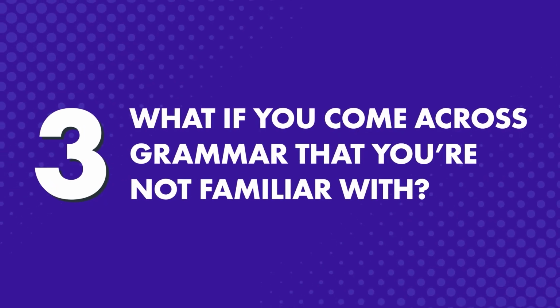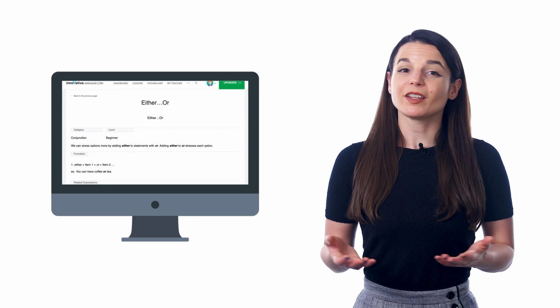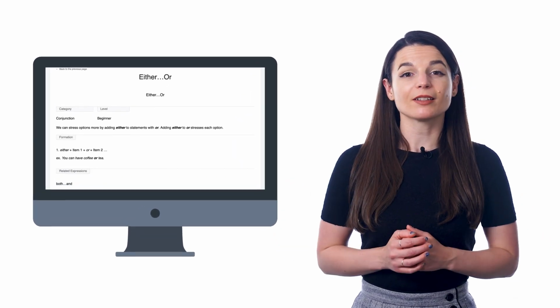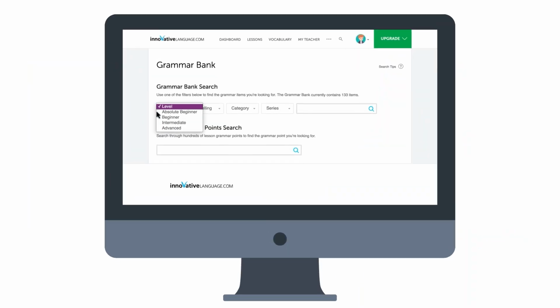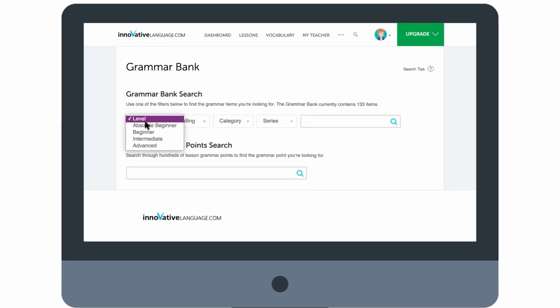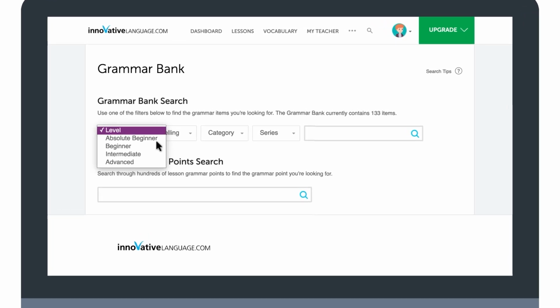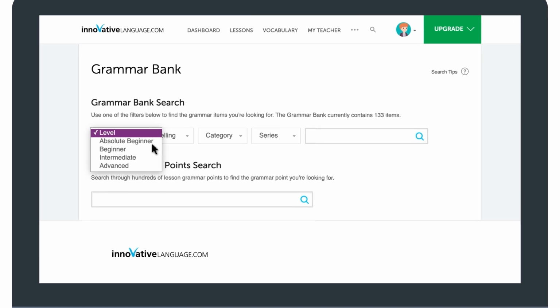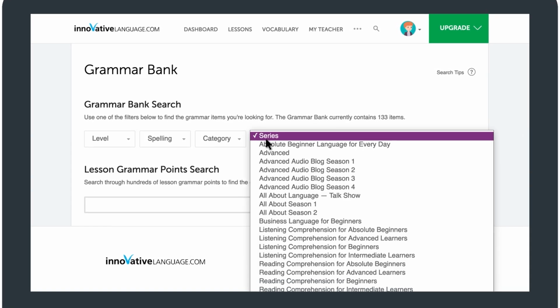3. What if you come across grammar that you're not familiar with? Or what if you want to review a specific rule without going back to redo a lesson? That's where the Grammar Bank comes in. You can look up grammar rules and get the explanations, examples, and links to lessons where we cover these rules. You can also sort grammar by learning level. So if you're an absolute beginner and want to make sure you know all of the absolute beginner grammar rules, you can do just that with the Grammar Bank. You can also sort the rules by spelling, category, and lesson series.